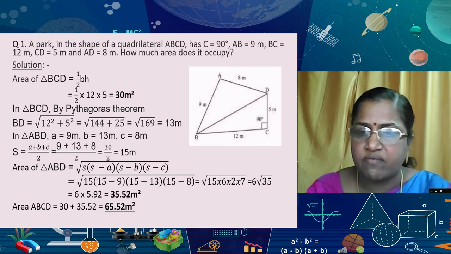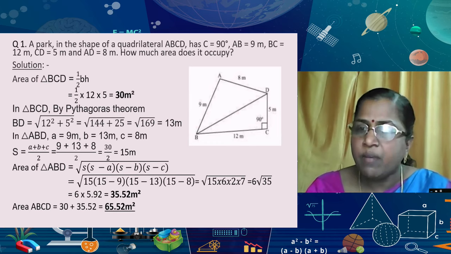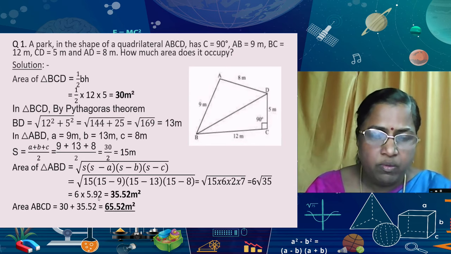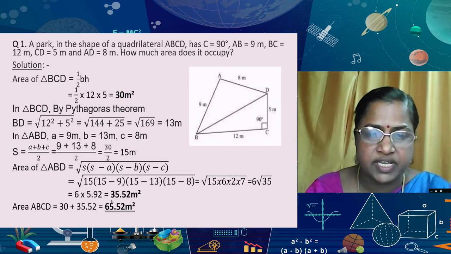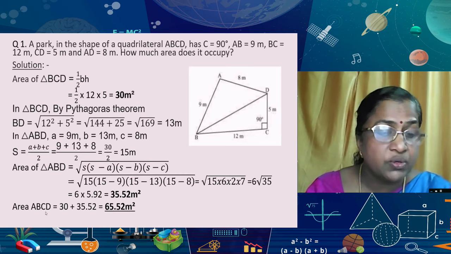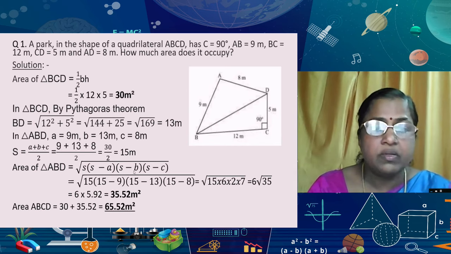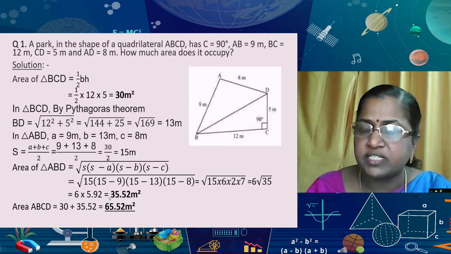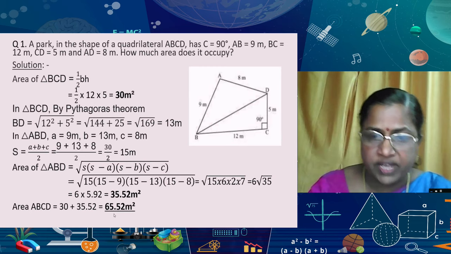How to find the value of this root 35? By long division method, we can find the square root of 35, that is 5.92. That is 6 into 5.92 is 35.52 meter square. So area ABCD, we can find the total area by adding these two areas, that is 30 plus 35.52 meter square, that is 65.52 meter square.